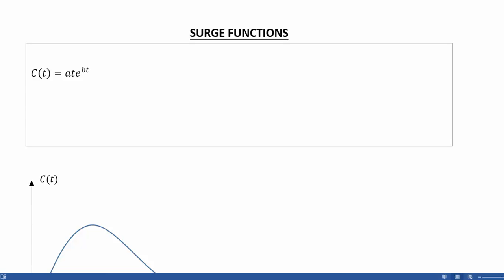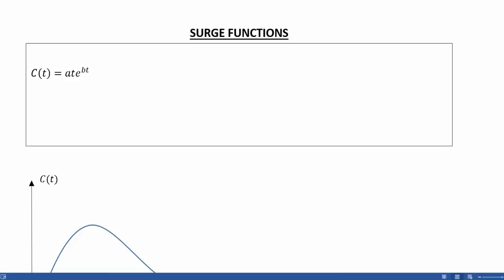Applications of derivatives: the surge function. In medicine, we often want to measure how people metabolize certain medicines and drugs in their bloodstream. One way we do this is by using a model called the surge function. The surge function measures how much of a drug or medicine is in the person's bloodstream at a given time.